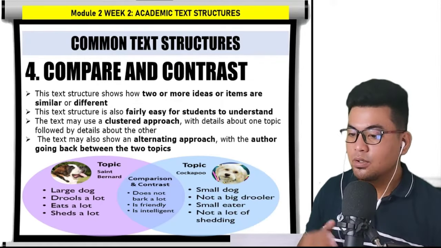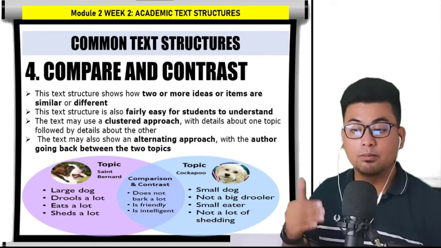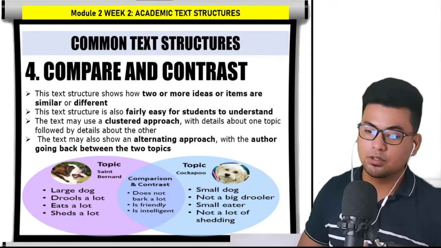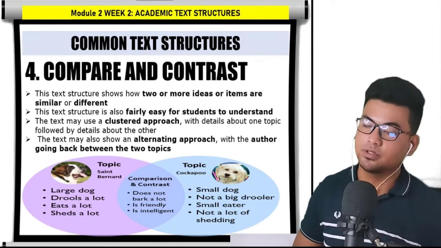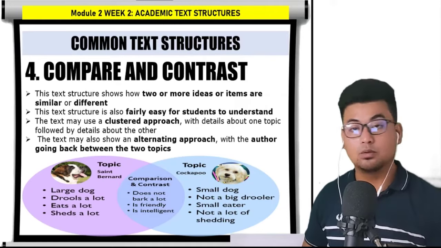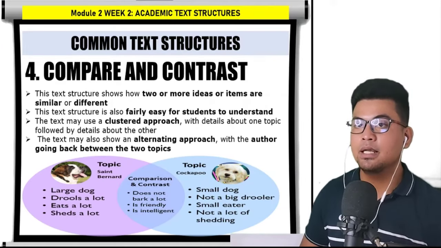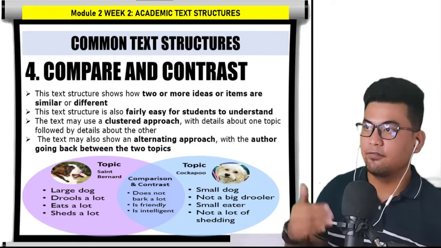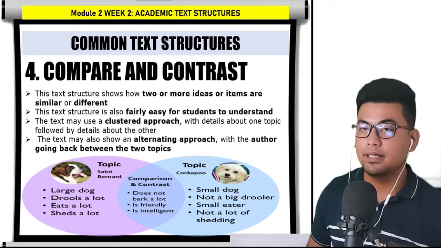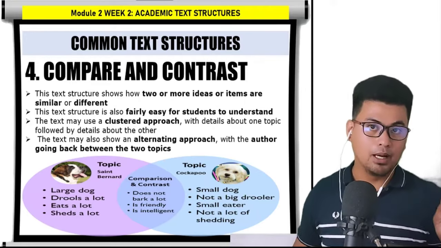Okay, so with details about one topic followed by details about the other. The text may also show an alternating approach with the author going back and forth between the two topics. Like for example, my personal example, okay? The difference between the face-to-face class and the new normal class.